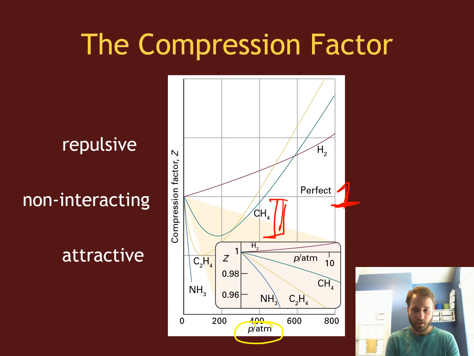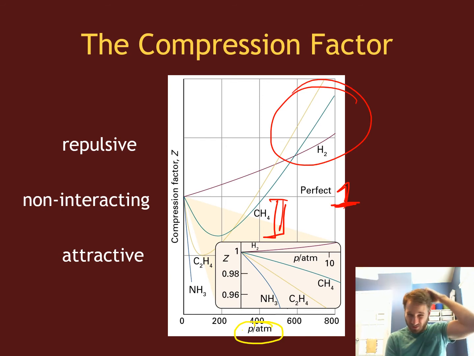So you often have cases where things are less than 1 because you have attractive forces dominating at these low pressures. But when you get to higher and higher pressures, everything starts to have a compression factor greater than 1. Everything starts ending up in this region where it has a compression factor greater than 1, and that's because repulsive forces are dominant. And that makes sense.